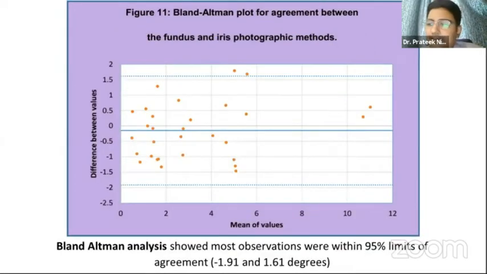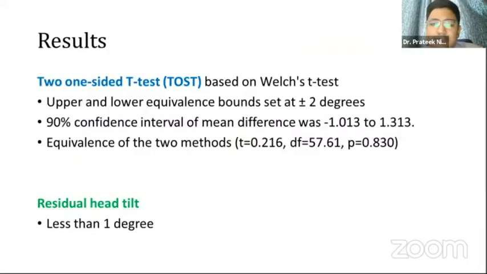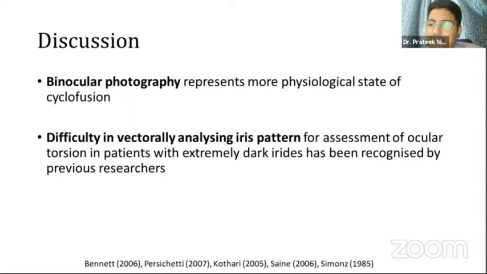The Bland-Altman analysis showed that most observations were within 95% limits of agreement. The two one-sided tests based on Welch's t-test was done and showed equivalence of the two techniques with the gold standard. The residual head tilt remained less than 1 degree. Binocular photography represents a more physiological state of cyclofusion. However, the difficulty in vectorally analyzing the iris pattern has been recognized by previous researchers.